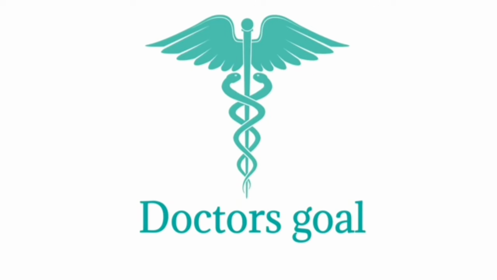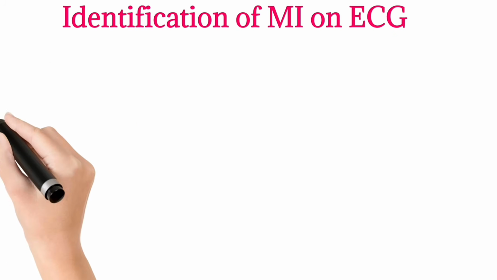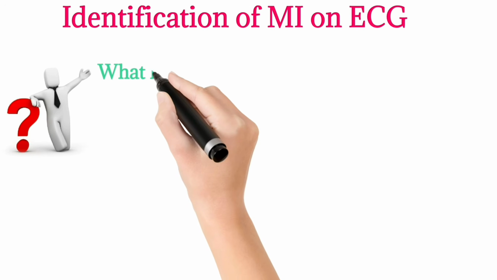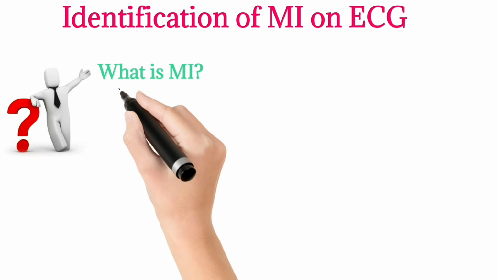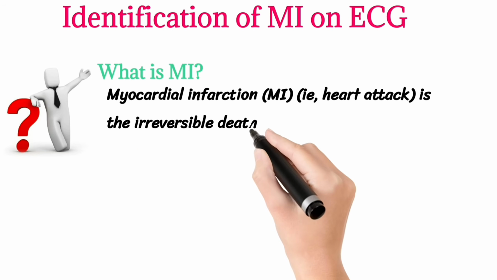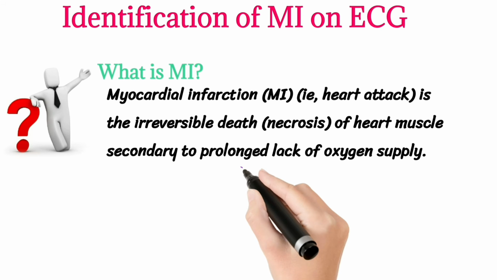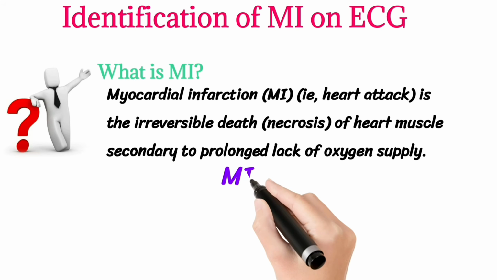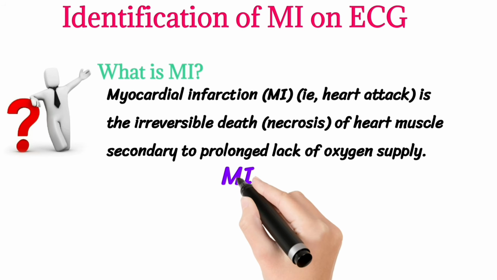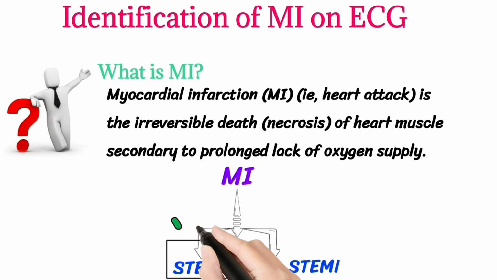Today I will talk about myocardial infarction and identification of MI on ECG. So first we will define what is MI. Myocardial infarction, that is heart attack, is the irreversible death (necrosis) of heart muscles secondary to prolonged lack of oxygen supply. MI are of two types. The first one is ST segment elevation myocardial infarction, STEMI, and non-STEMI, which is non-ST segment elevation myocardial infarction.